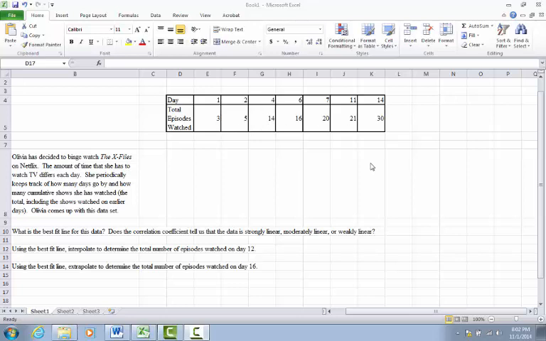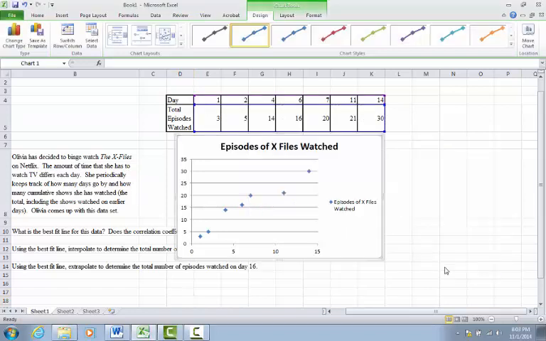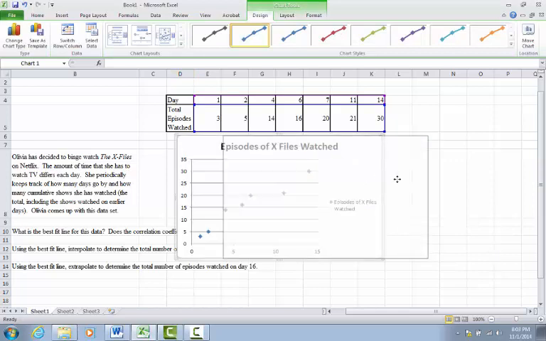Our first step is to make a scatter plot. If you don't remember how to make the scatter plot, watch the video from Module 12 on making a scatter plot. You can see that when I edited the data, under series name I have episodes of X-Files watched. For series X values, I highlighted the days. The days are my input. For series Y values, I highlighted the total episodes watched. That is my output. Click OK, and here's my scatter plot.